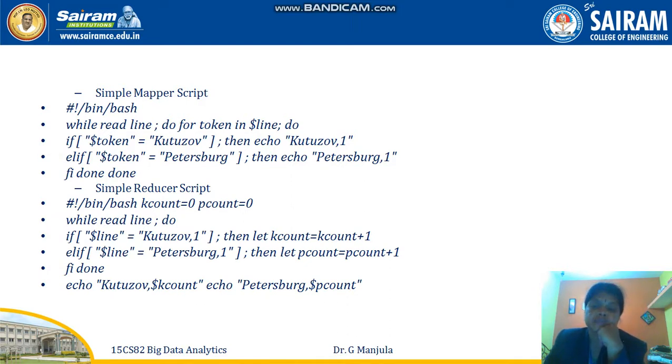Now the reducer script, you see. What is the reducer script saying here? So it has a count number. Initially the k count and p count, that is how many times Kurzweil has been printed and how many times Petersburg has been printed.